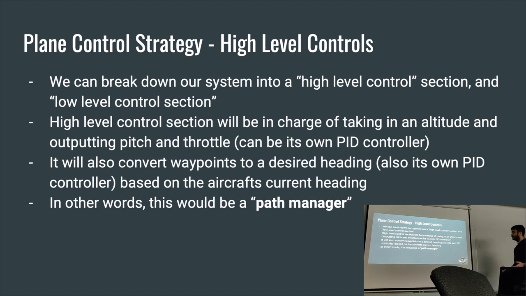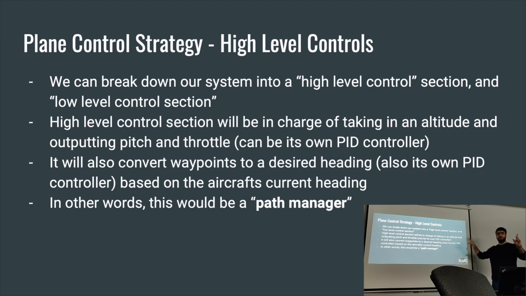So we can break down our control system into two levels. We can have a high level control system and a low level control system. The higher level control system is in charge of taking the altitude and outputting a pitch and throttle out of it. So say we want to get to 100 meters in height, we have the altimeter sensor, and we have a separate control system, it could be a PID controller, that converts our input, which is the altitude, into an output.